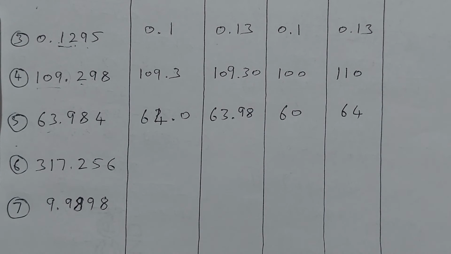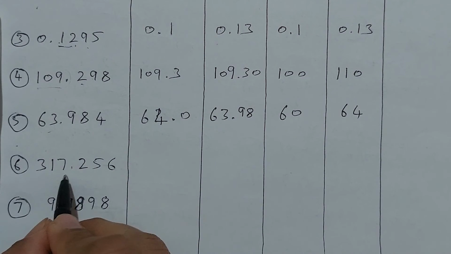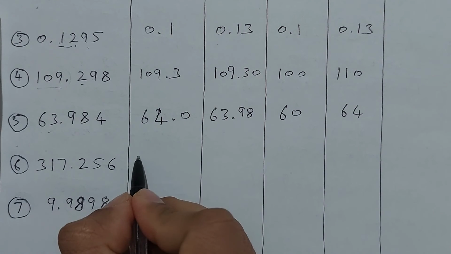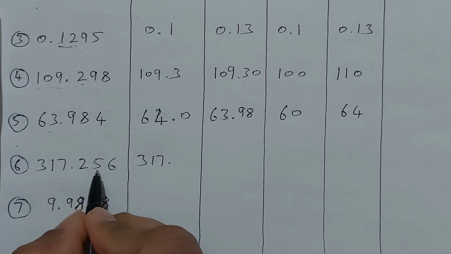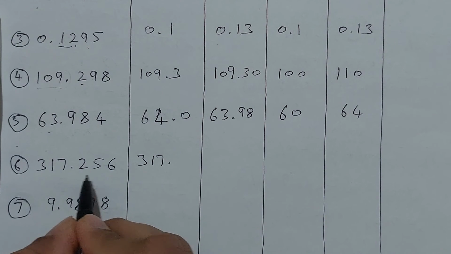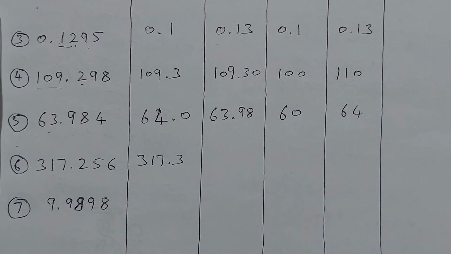So this one, 317.256. So 1 decimal place. The first 1 decimal place is, obviously they remain same. The first number, 317 point. The first number we are just leaving 2, but the next number is bigger, so it will give 1 to that. That will be that 3.